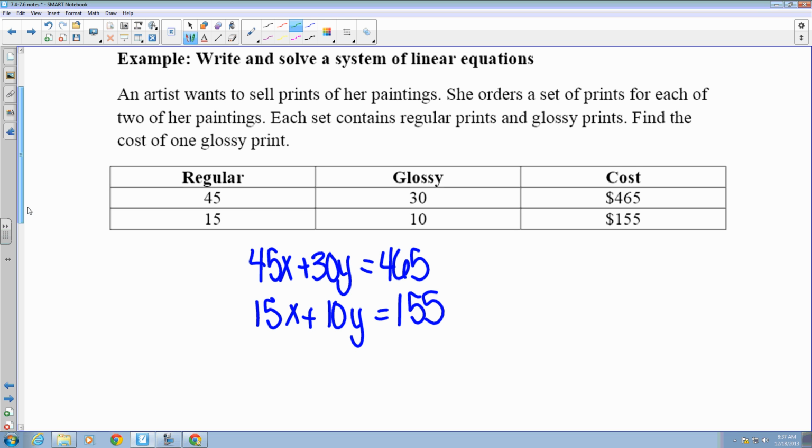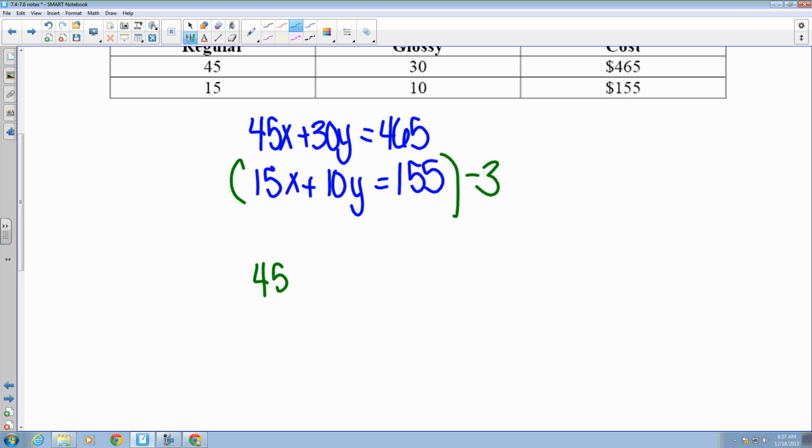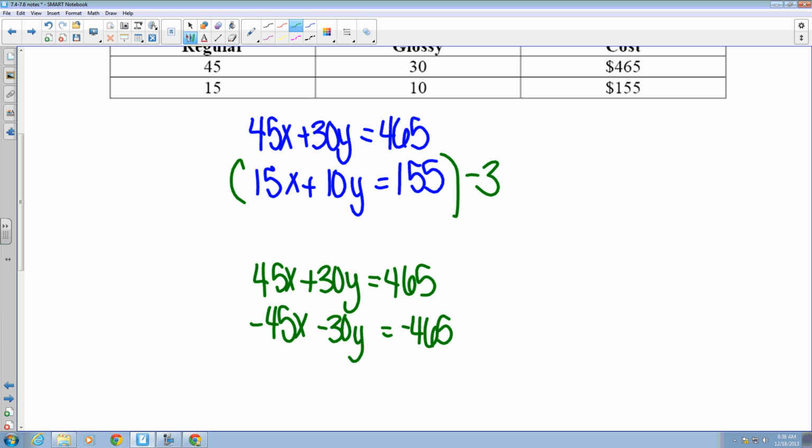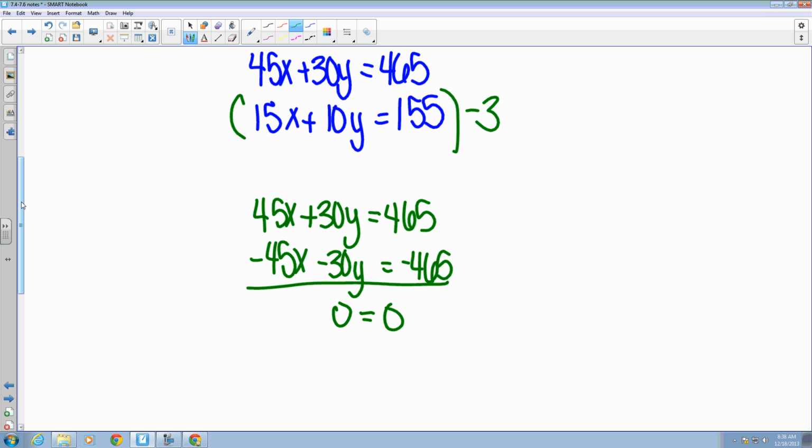If I multiply the bottom by -3, I can see that our y's will cancel. So the top stays the same. And the bottom turns into -45x minus 30y equals -465. And I add everything down, I get 0 equals 0. Which is true, but that doesn't help us solve for the cost of a glossy print. So once we get down on a word problem to 0 equals 0, we say, we don't know, we need more information. They didn't give us enough information.